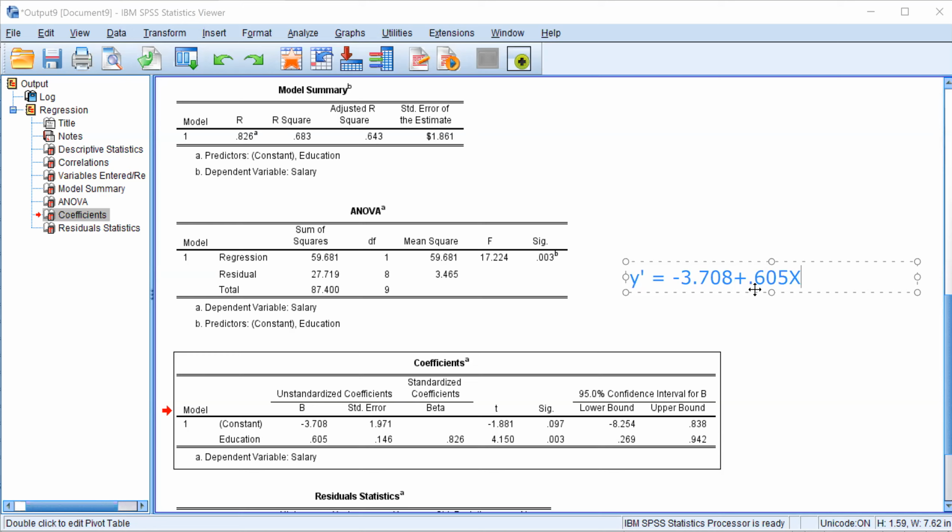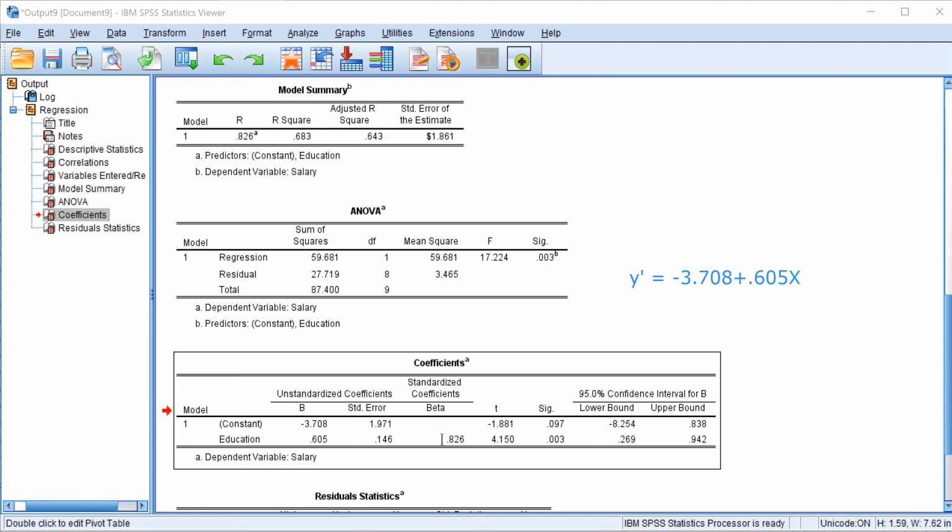The regression slope is positive, meaning that there's a positive relationship between education and salary. Since we have this regression slope, we can interpret how much unit change in the salary one additional year of education brings. It tells us that with one additional year of education, salary will increase by $605. That's how we interpret the regression slope.